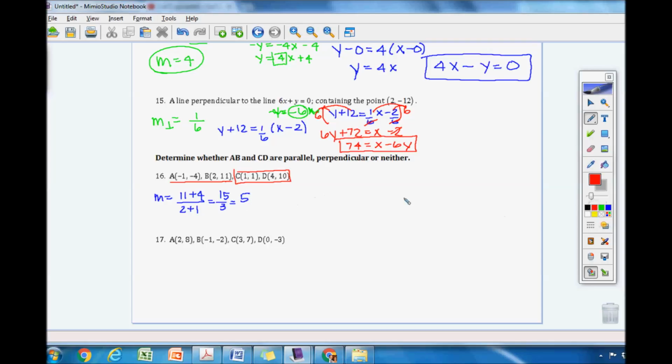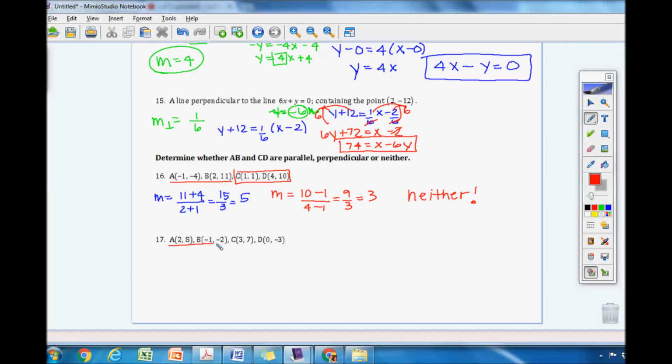Okay, C and D, we're going to go ahead and find that slope. And that's going to be 10 minus 1 over 4 minus 1, which is going to give me 9 over 3, which is 3. So both slopes we have totally different. So these are neither.